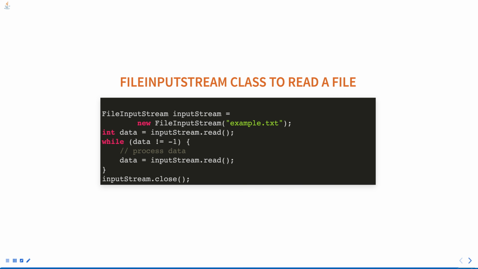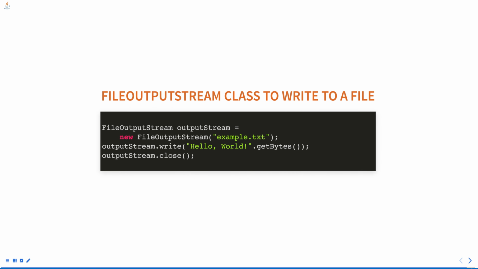The FileOutputStream class provides methods for writing data to a file. It can be used to write binary data such as image or audio files as well as text files. Here is an example of how to use the FileOutputStream class to write to a file.